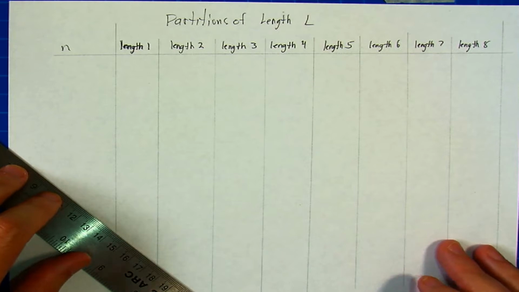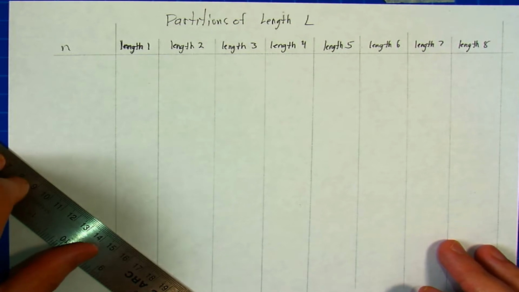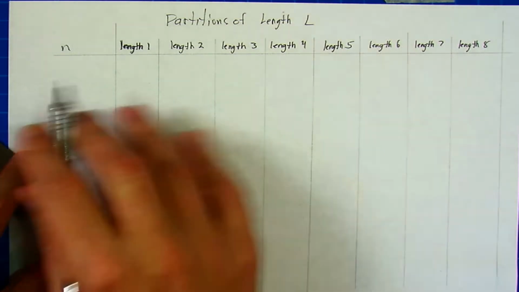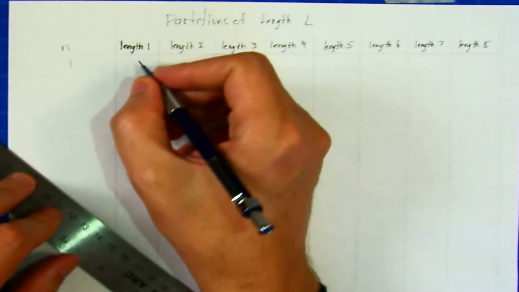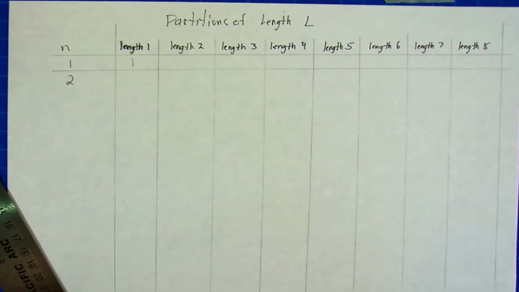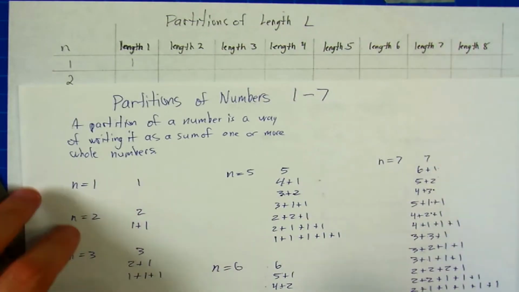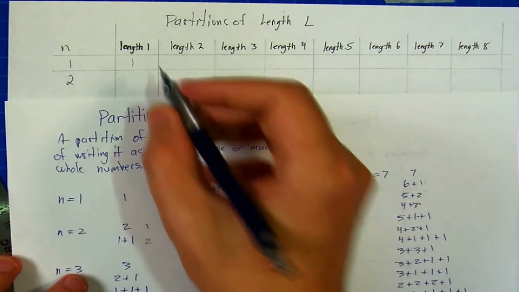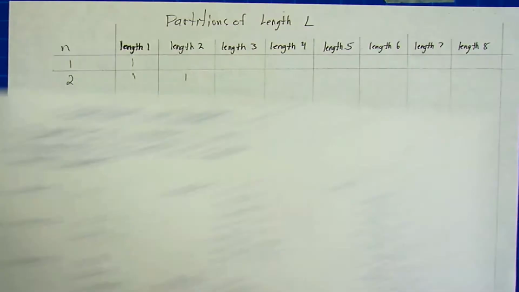In a previous video, we put together a table of how many partitions there were of each individual number, up to 7 or so. But it's also interesting to see what pattern arises when you look at the lengths of certain partitions. So if we start with n equals 1, there's only one way to partition that, and it's 1 long. For the number 2, we recall there were 2 possible partitions. This one has length 1, this one has length 2. So there's one of length 1 and one of length 2.